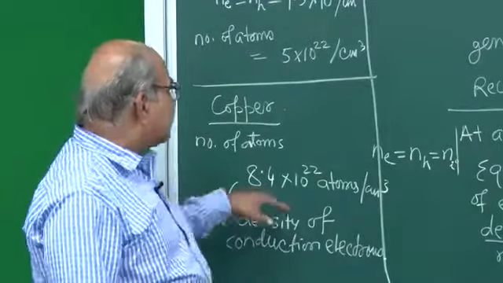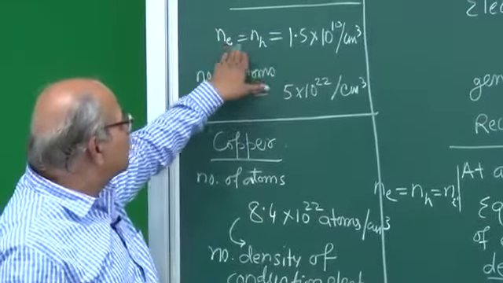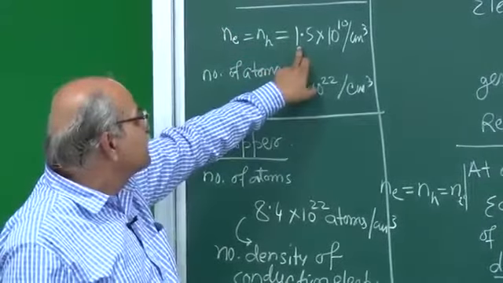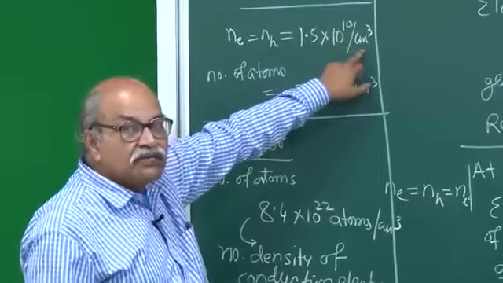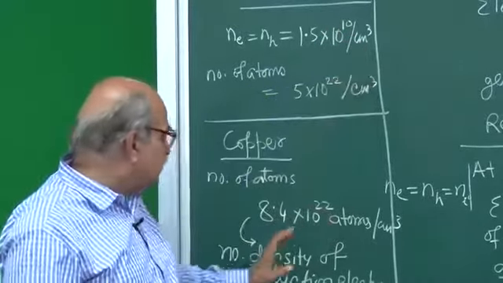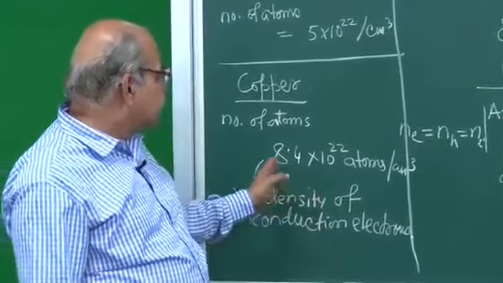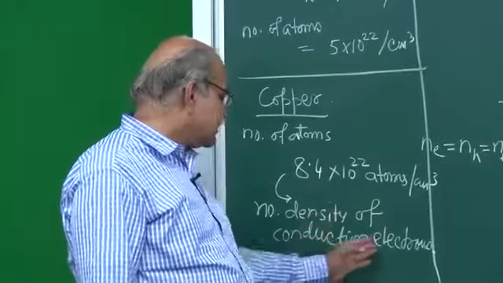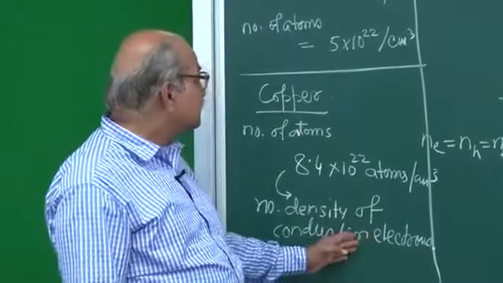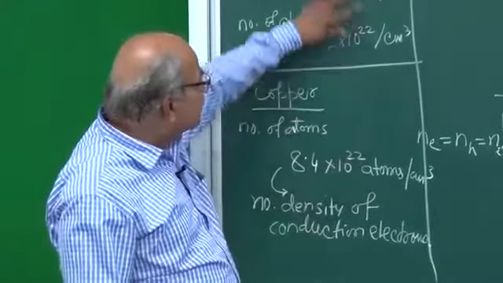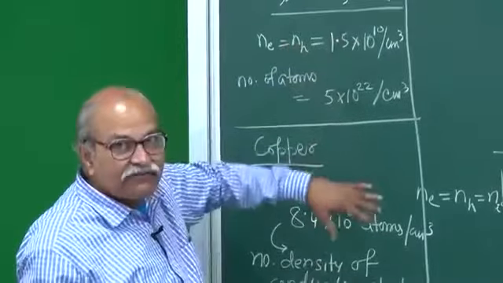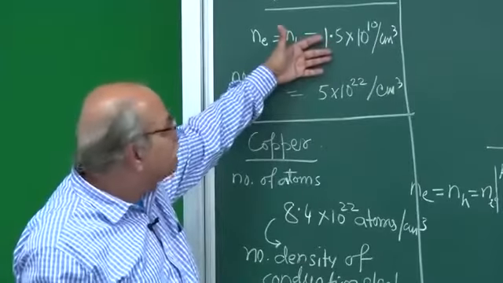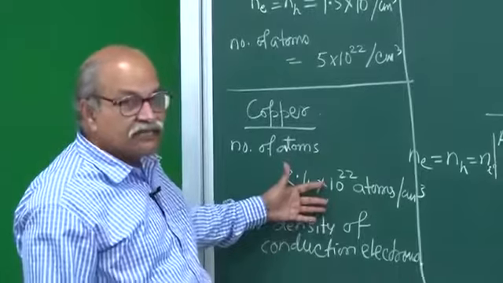So you can compare the number of electrons and the number of holes. If you add them, the total charge carrier density is 3 into 10 power 10 per centimeter cube, whereas in a good metallic conductor this is 8.4 into 10 power 22 atoms, and the same number of conduction electrons per centimeter cube. So if you compare these two numbers, you see a factor of 10 power 12 or so. So the conductivity of these materials will be much smaller than the conductivity of those materials.